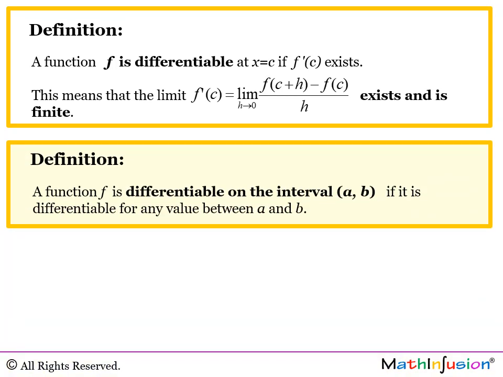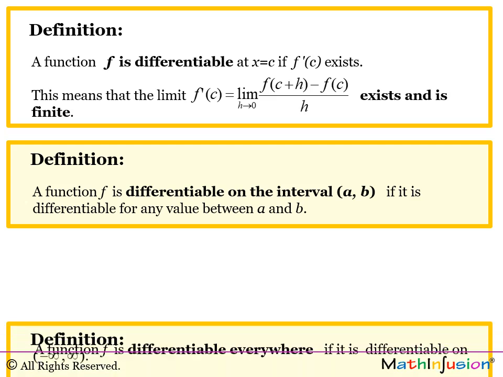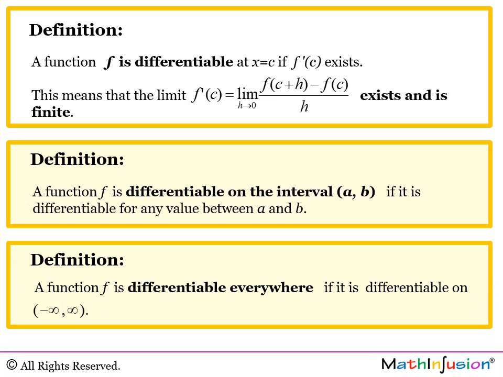Definition. A function f is differentiable on the interval (a, b) if it is differentiable at any value between a and b. And another definition, a function f is differentiable everywhere if it is differentiable at all values of x, which means on the interval negative infinity to infinity.